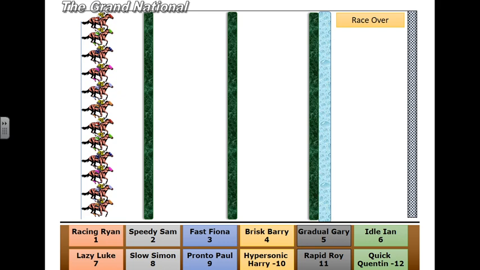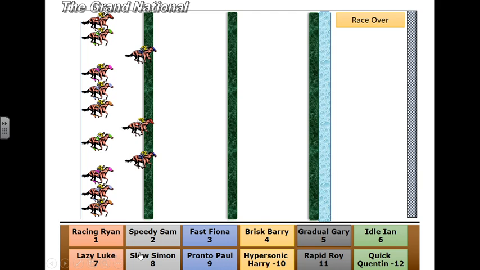Just a brief note, if at this stage you've chosen Racing Ryan, number 1, pick again, because you can't get 1 by adding together 2 dice. Okay, then I'm going to roll the dice. So the first option that I've got is a 3. Roll again. Next option is a 9. I roll again. Next option is 7, Lazy Luke.